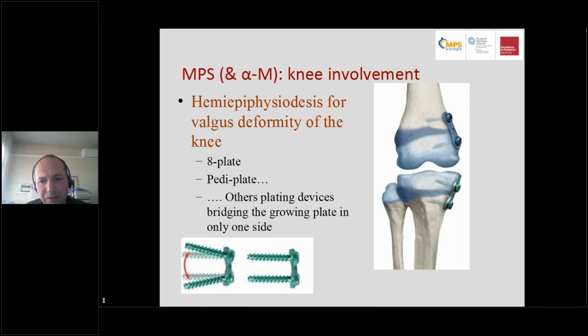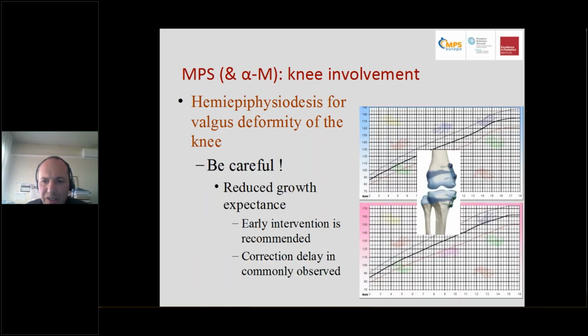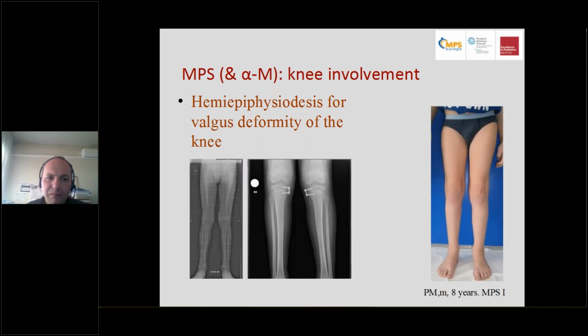But we have to be very careful because of the short stature, these patients are not growing so much. So we have to act very early without expecting the late adolescence, because otherwise there is no room. There is no room for correction. So we have to plan early intervention because correction delay is commonly observed.